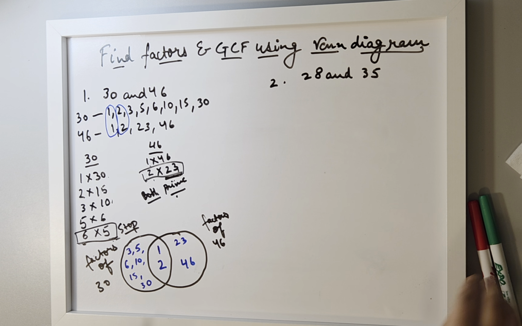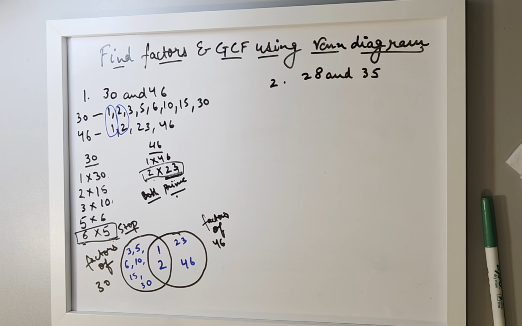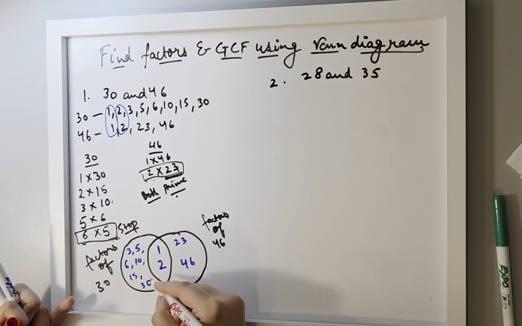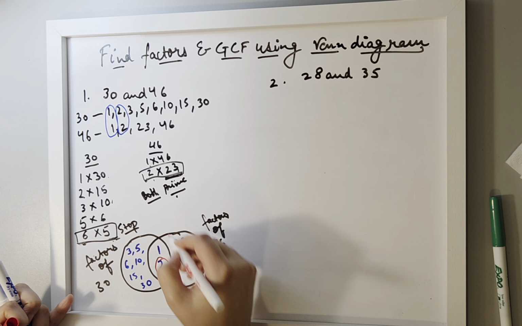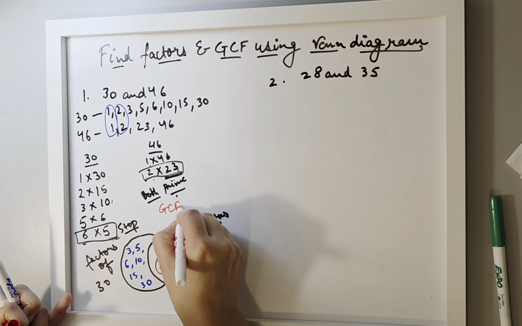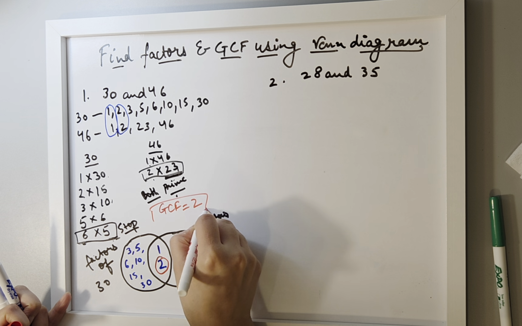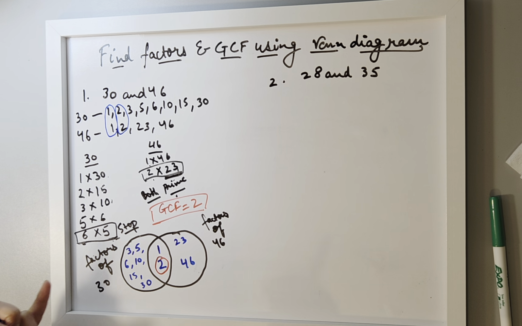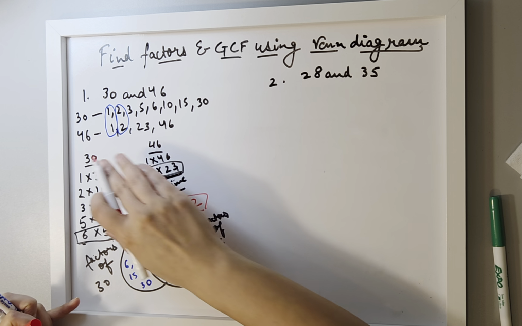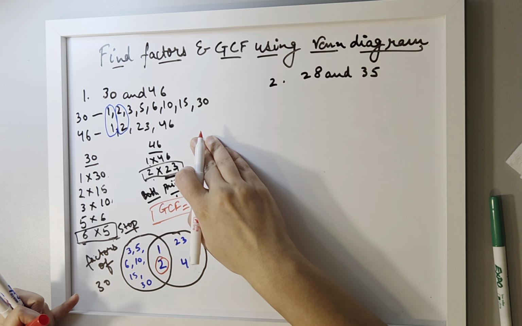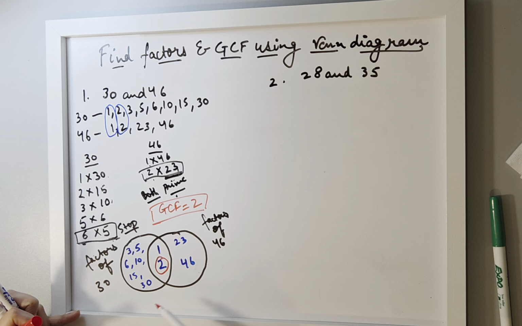Okay, so out of the common factors, whatever is the greater value, that is 2. So our GCF, greatest common factor, will be 2. So we are achieving multiple things in this question. We are trying to find the factors of the numbers, trying to find the common factors, then showing it as a Venn diagram, and then finding the greatest common factor.